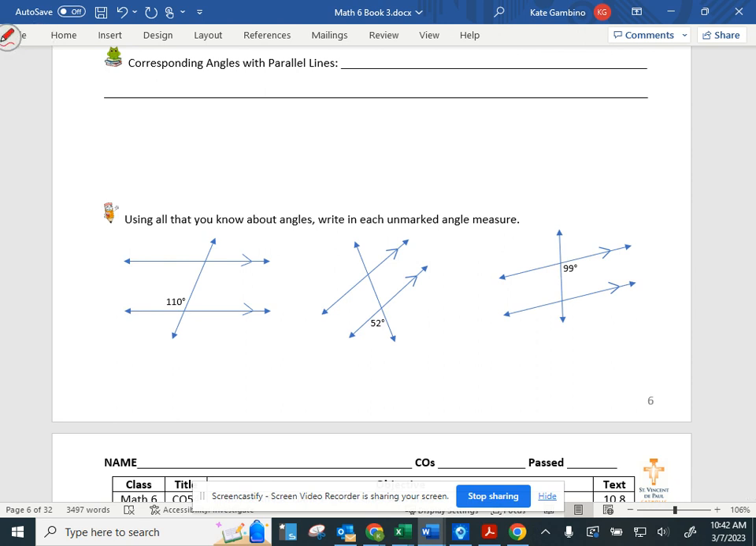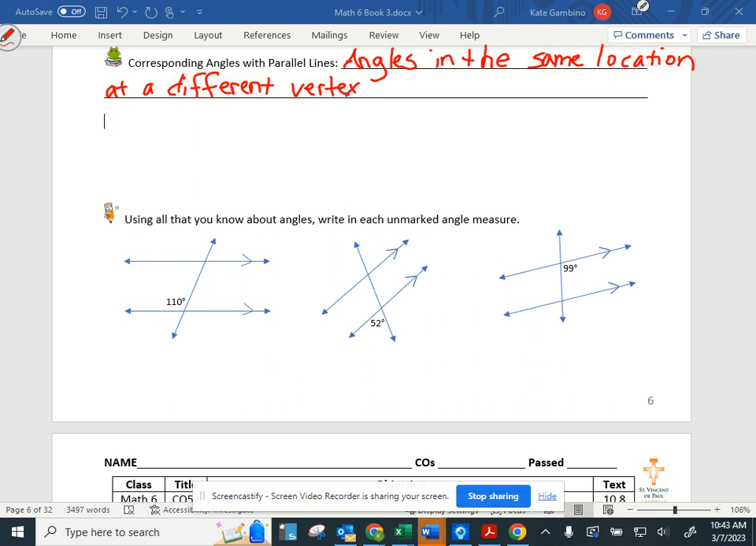Definition: corresponding angles are angles in the same location at a different vertex. When lines are parallel, corresponding angles are congruent.